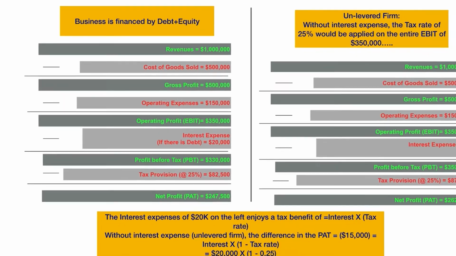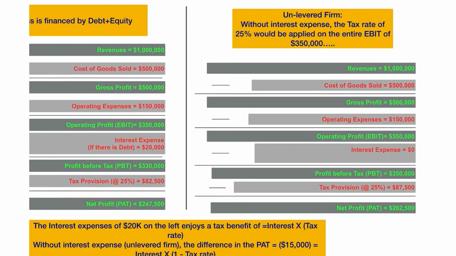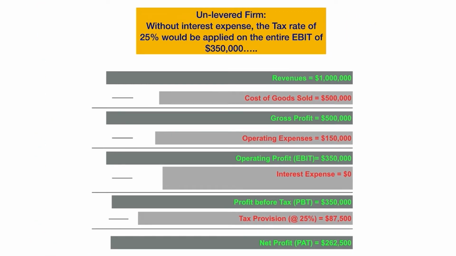Now, let's unlever the same firm, which means let's look at the same P&L, assuming that the business does not have any debt, or maybe the business has paid off its debt. So here, the EBIT still remains $350,000, but after that, there is no interest expense. So the tax rate needs to be applied on a PBT of $350,000. So here, the profit before tax is the same as the operating profit. And here, the tax provision is 25% of that, which is 87,500. So that results in a net profit of 262,500.